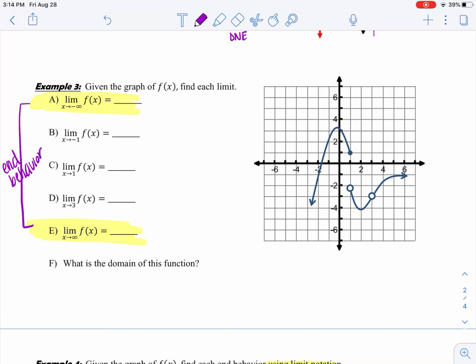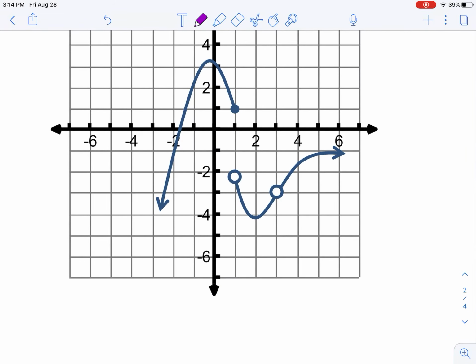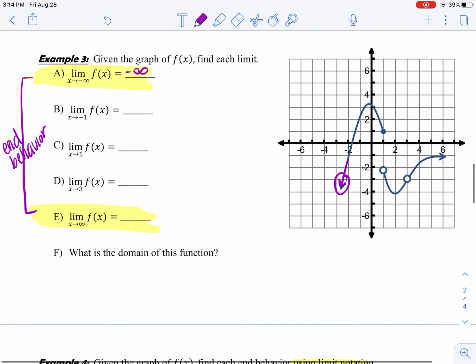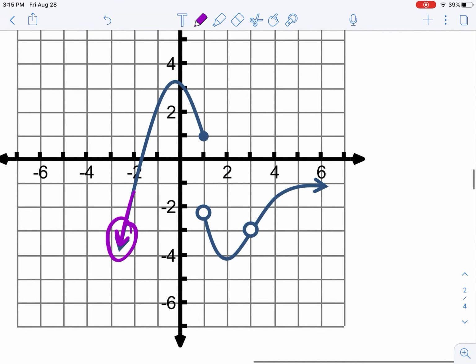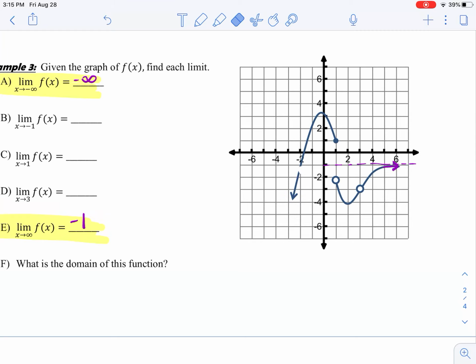All right, so let's do the end behavior ones first. The first one says the limit as x approaches negative infinity. So as my x value is getting smaller, what's happening to my y values? They're pointing downwards, so they're getting smaller also, so negative infinity. The last one, e, the limit as x approaches positive infinity. As I look as far right as my graph goes right here, there's an arrow. It's not pointing up. It's not pointing down. It's leveling off at this y value, which is negative 1. So my end behavior there is negative 1.